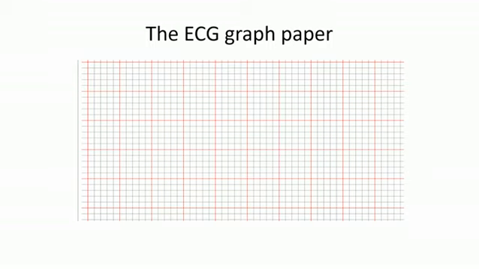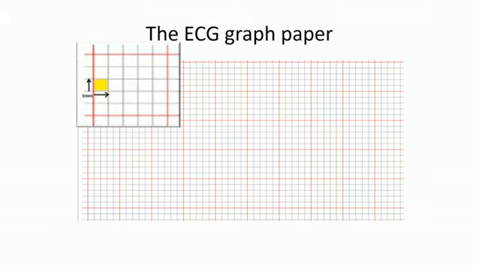We now need to look in more detail at the ECG graph paper itself. On the screen you can see a magnified image of the paper, but on an ECG printout, one small square measures 1 mm in width and 1 mm in height. Larger squares comprise 5 by 5 small squares and are identified by darker outlines.